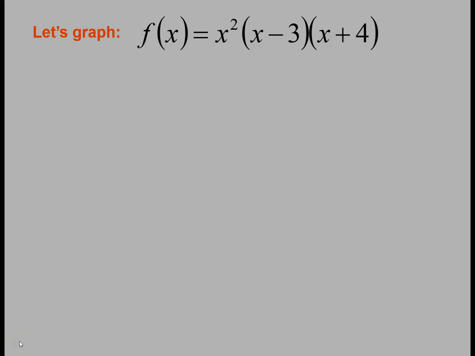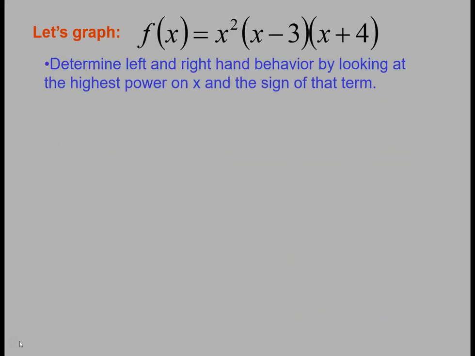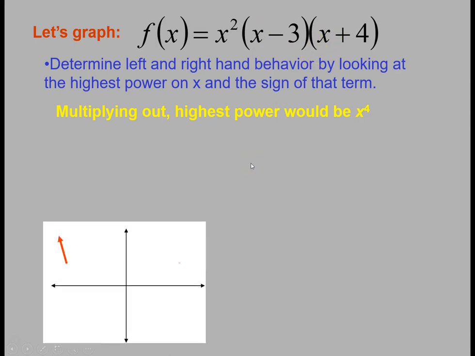In this video, we're going to look at how to graph a polynomial that is in factored form. The first thing we're going to do is figure out what the degree of the polynomial is. In this case, if we multiplied it out, the highest power would be x to the fourth, x squared times x times x. So we know that both ends are going to point up. Now, if there had been a negative coefficient in front of the entire polynomial, then both ends would have pointed down.